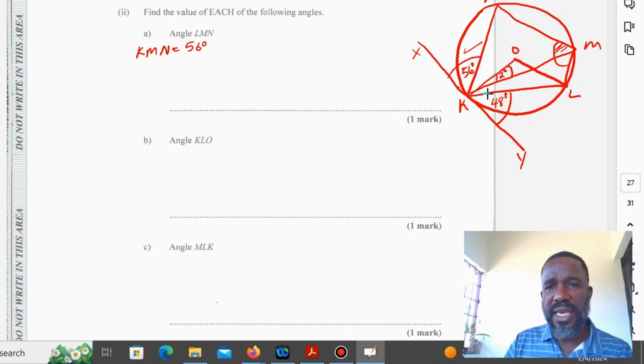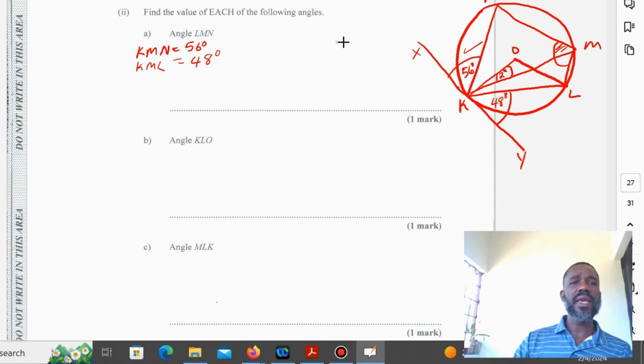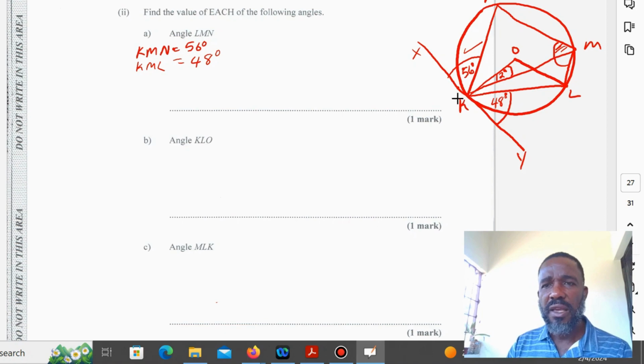Now, when we look at KL here, we have a tangent again, we have a chord here, and we have a tangent. And then this angle KML is equal to 48 degrees. Why is KML equal to 48 degrees? Because again, the same rule applies. The angle between the tangent and the chord is equal to the angle in the alternate segment subtended from that same chord. So this angle here is equal to this angle down here.